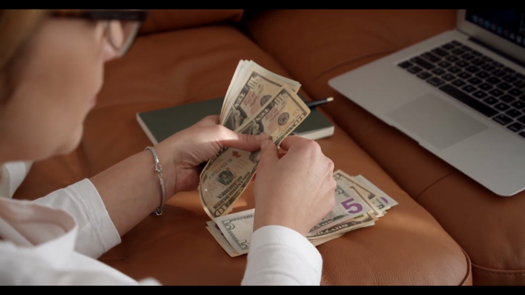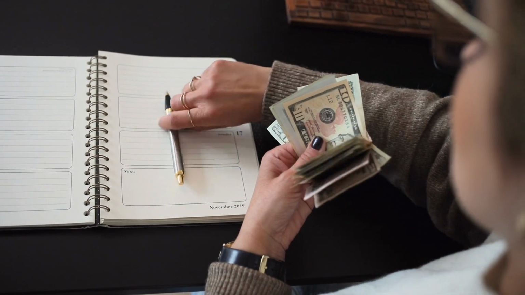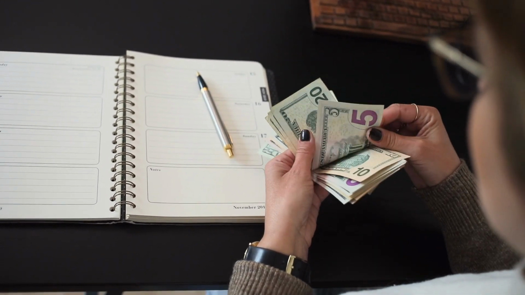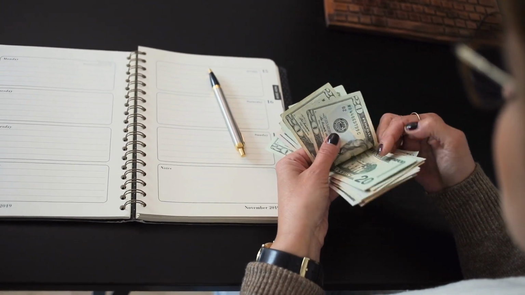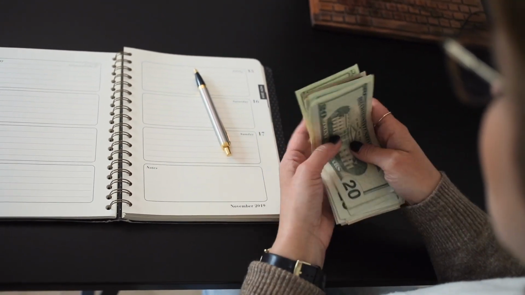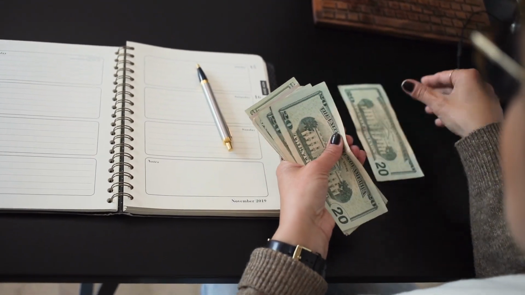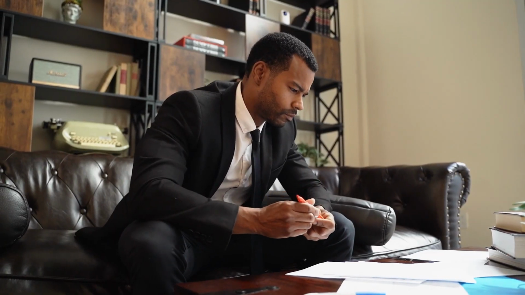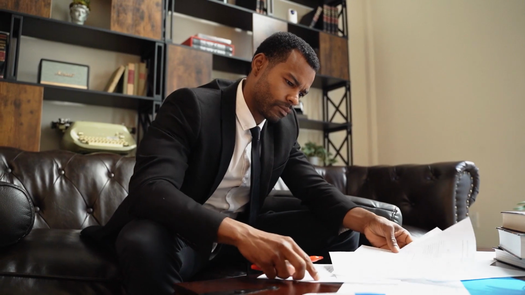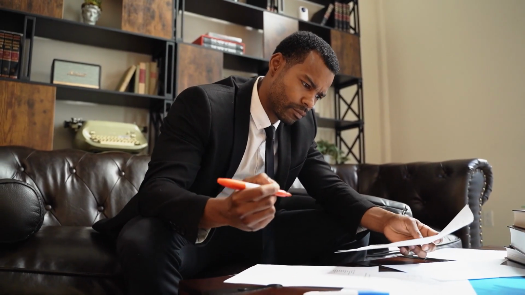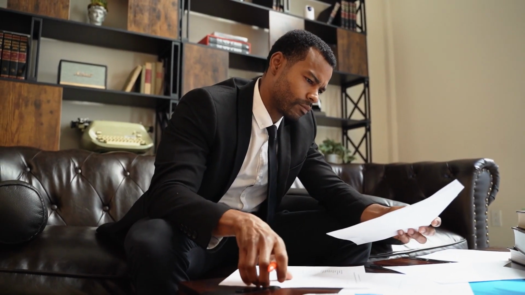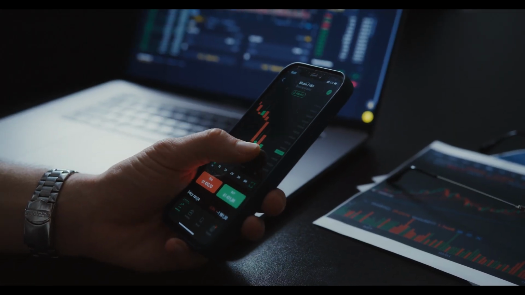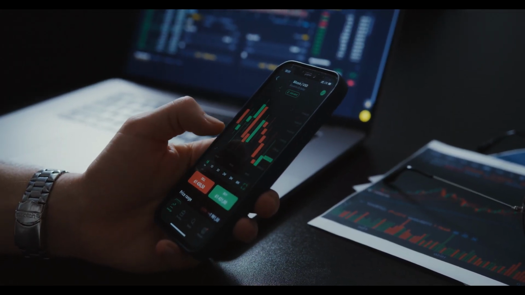To further illustrate the impact of compound interest, let's look at a couple of real-world examples. Example 1, let's say you're 25 years old and you want to retire at 65. You start by investing $100 per month into a retirement account that earns an average of 7% per year. By the time you reach 65, your total savings would be worth $316,000.